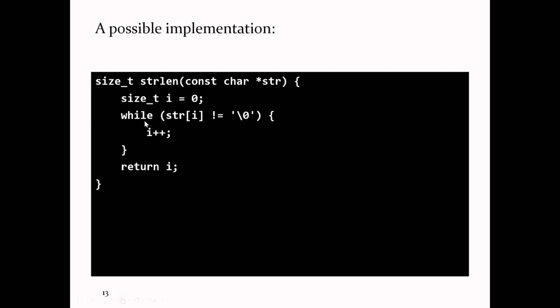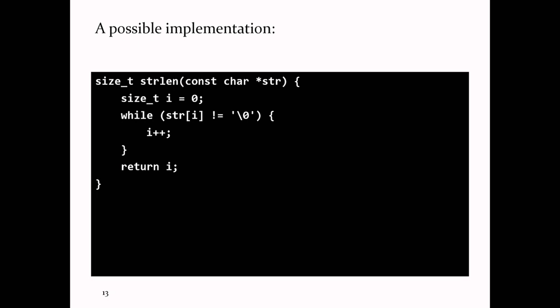And then the while loop keeps on going until it sees the null terminator. When it sees the null terminator, you know you found the end of the string, so you can just return i as the length. So here i is just keeping count of how many characters you looked at. So that's the quote-unquote obvious way to implement string length.